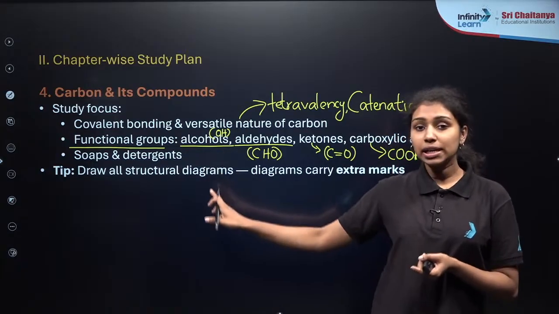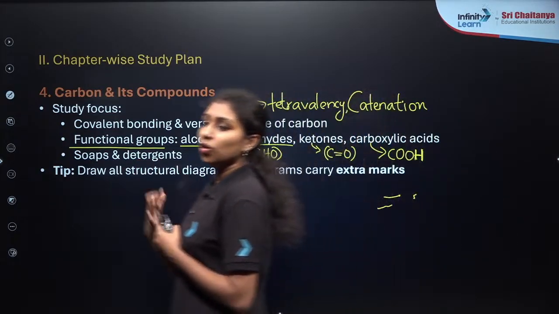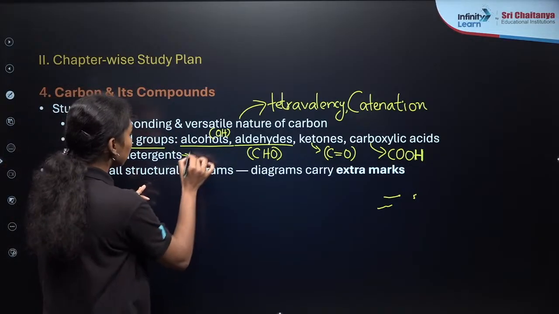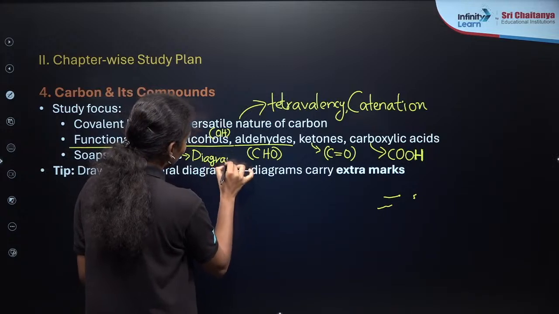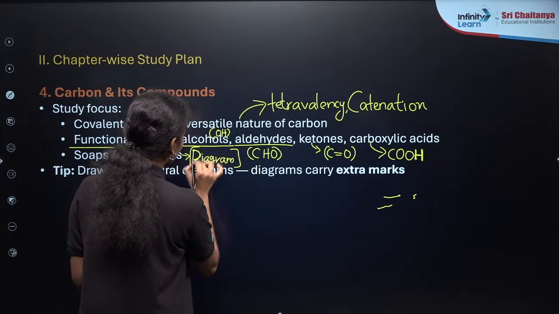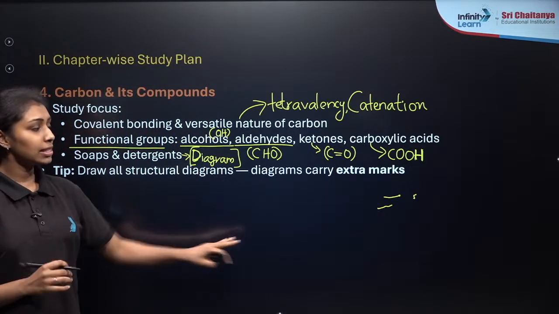Then the last part of the carbon compounds is soaps and detergents, right? How soaps are working or how detergents are working. That is also very important. In this part, the diagram is very important. How soaps are forming lather, how they are treating hard water, right? So this is about carbon and its compounds.